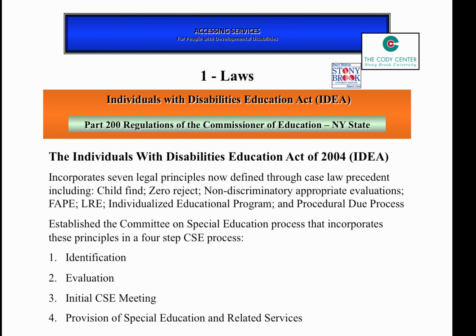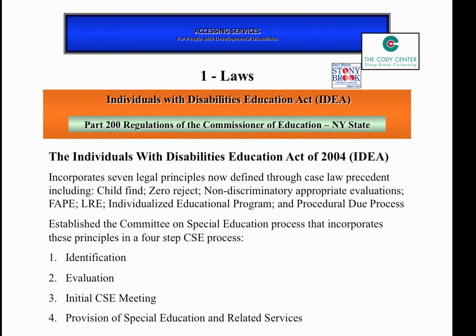IDEA applies to children aged 3 to 21. They are eligible for these services if they fall under one of 13 disability categories and require special education and related services. Once qualified and receiving a free appropriate public education through an IEP, they are eligible to receive services from age 3 to 21 or until graduation, whichever happens first.